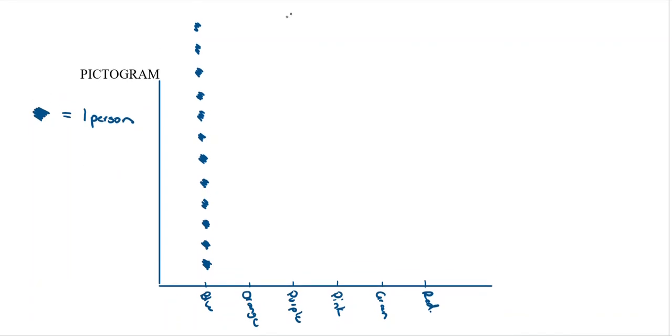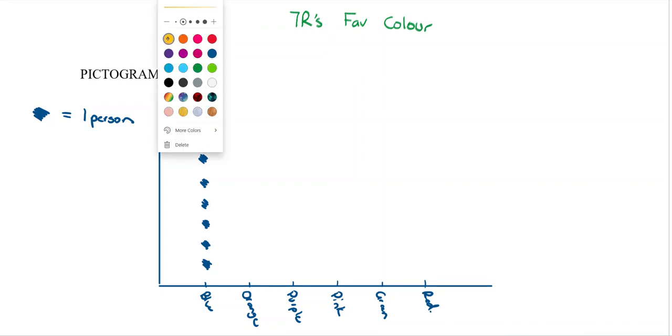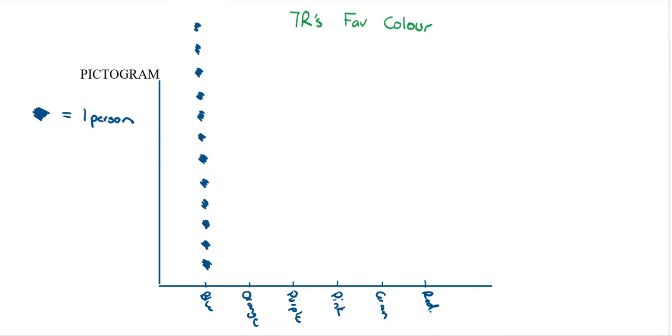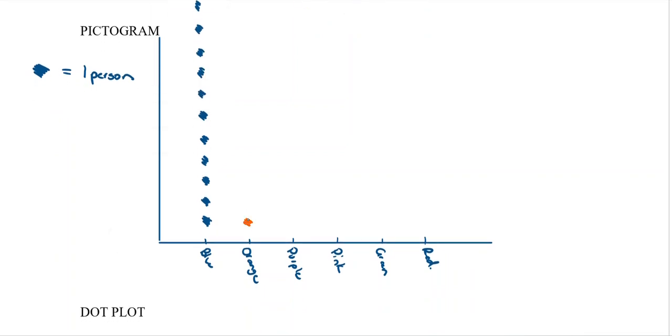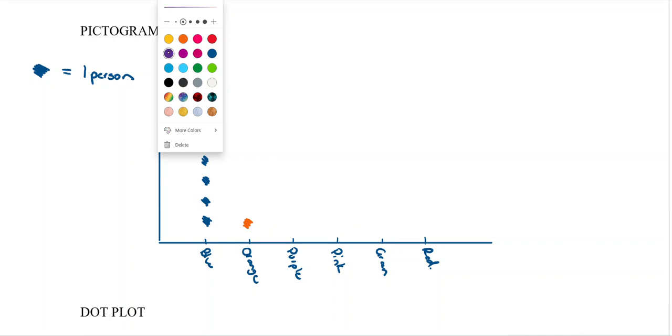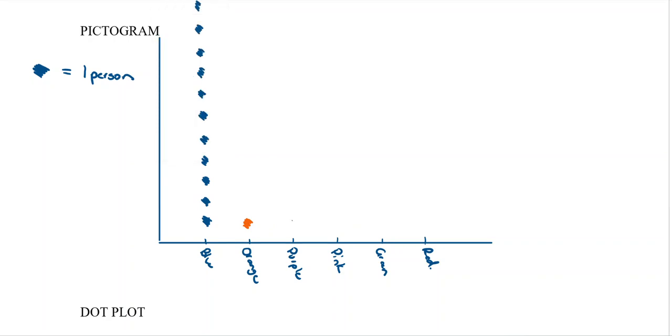Good. So remember, 7R's favorite color. Always, always, always put a title. Now, because I have colors, I'm going to change color and change my thing to orange. And I need to do one little orange squiggle in line with my blue one. Then I'm going to change to purple. And I need 3 purple squiggles. See how these are in line? 1, 2, 3. These ones are in line with each other.